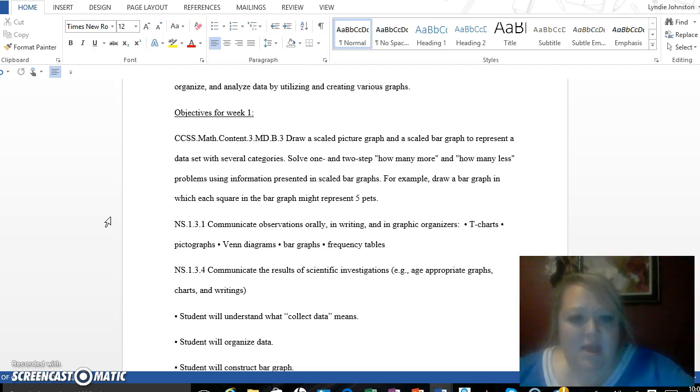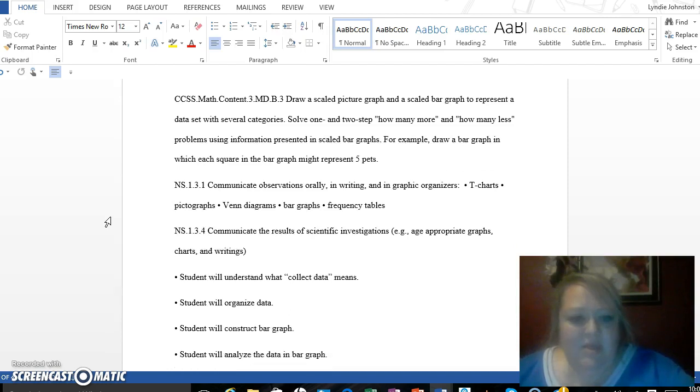They communicate observations orally and in writing and in graphic organizers, T-charts, pictographs, Venn diagrams, bar graphs, and frequency tables. The NS 1.3.4, they communicate the results of scientific investigations.